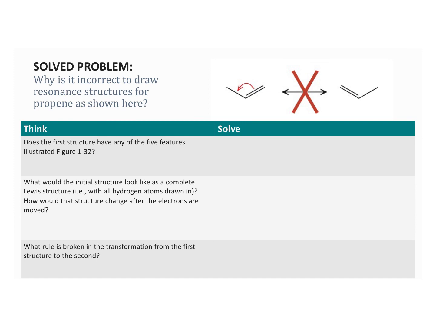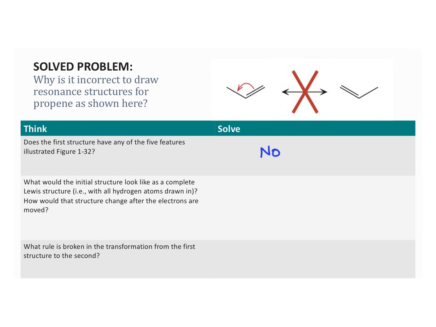So this example is, why is it incorrect to draw resonance structures for propene shown here? Basically, why is what we're showing here wrong? The first thing we need to evaluate is, does the first structure have any of the five features? No, there are no five features. Look, there are no octets that are lacking. There are no lone pairs. Nothing there is weird or unusual.